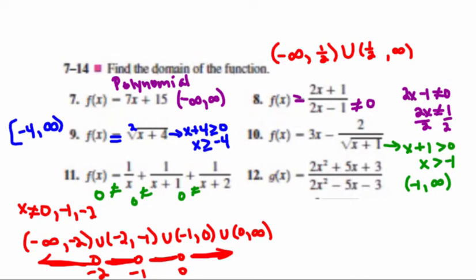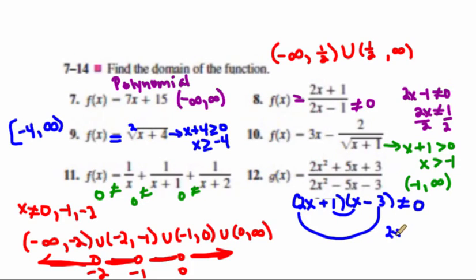Okay, last one. Again, a rational function. I have to make sure my denominator does not equal 0. So they didn't factor it for me, so I guess I'm going to have to factor it myself. So here's the 6x. I need that to be negative. And then a positive 1x. So I'm pretty sure these are my factors. So I'm going to say 2x plus 1 can't equal 0. And I'm going to say x minus 3 can't equal 0.